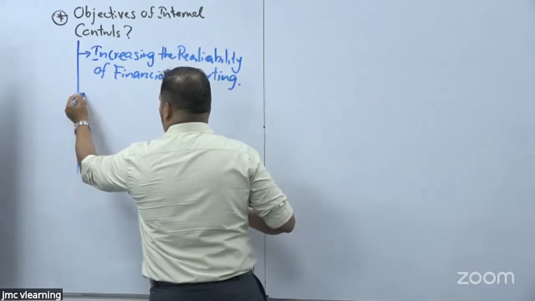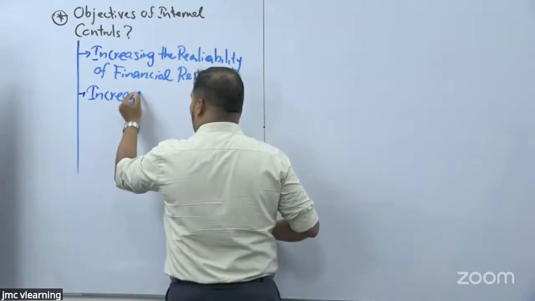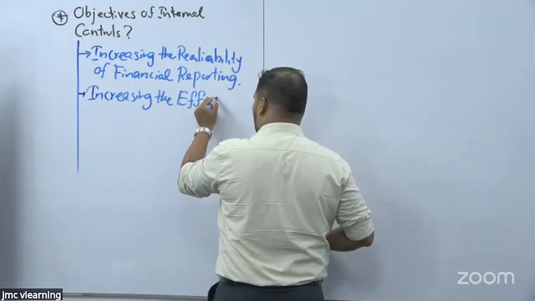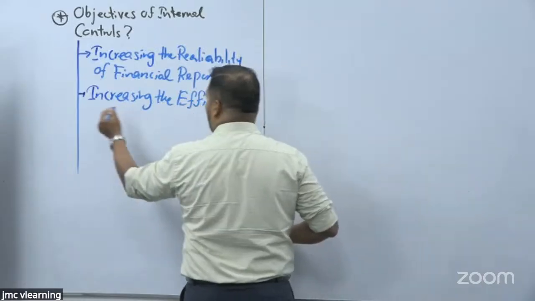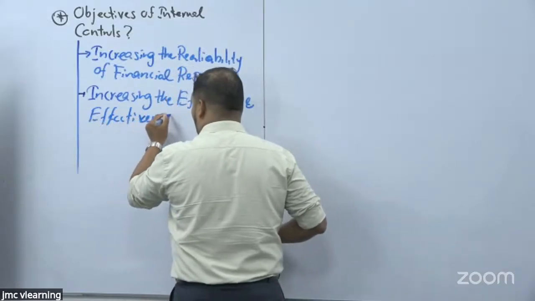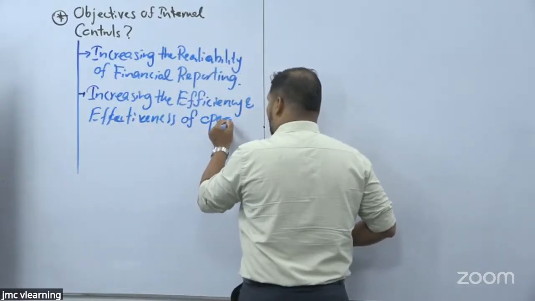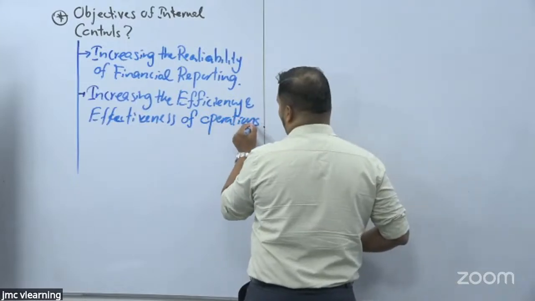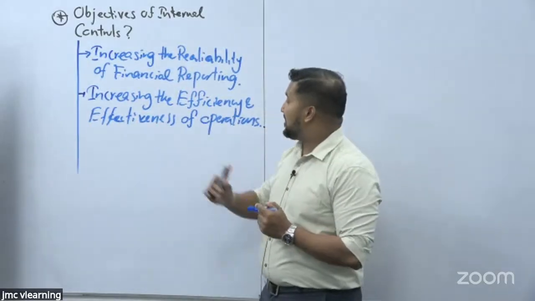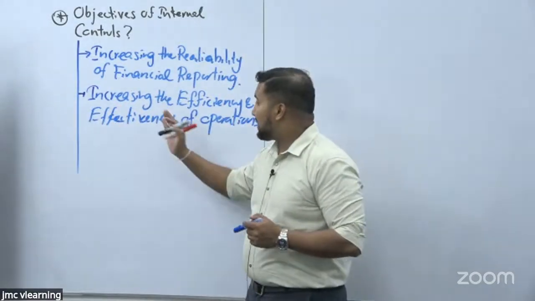Then what is the second objective? The second objective is increasing the efficiency and effectiveness of operations. So as a result of the internal controls, business organizations are in a position to increase the efficiency and effectiveness of operations. So we'll take a classic example for this.